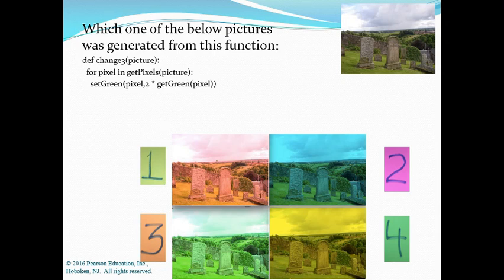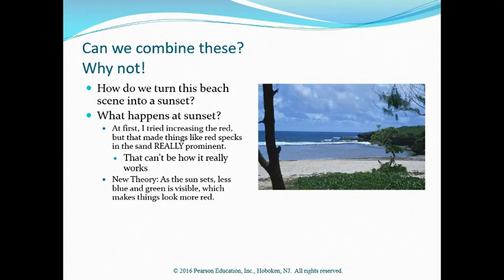So now what happens if we set the green and we increase the green by 2 times? In that case, we'll likely see number 3 as the output of this function. But again, take a picture, increase it, and see if you can match and correspond something similar. So can we combine these? Why not? So how do we turn this beach scene into a sunset?